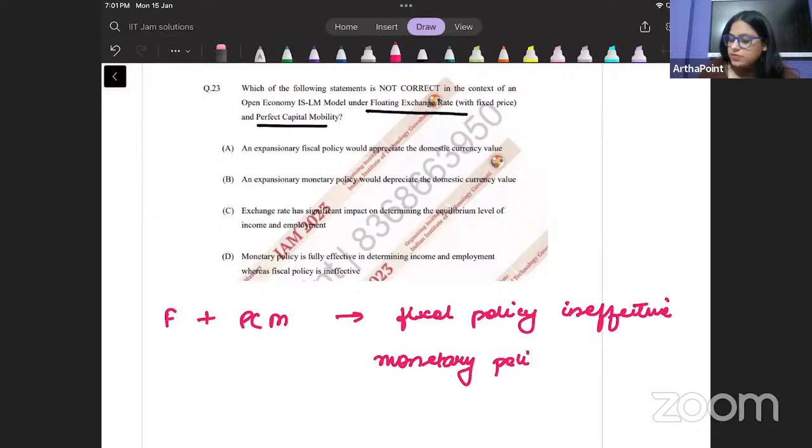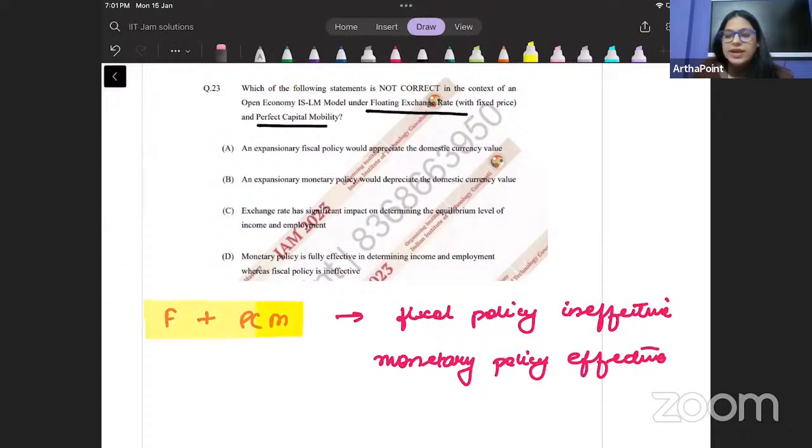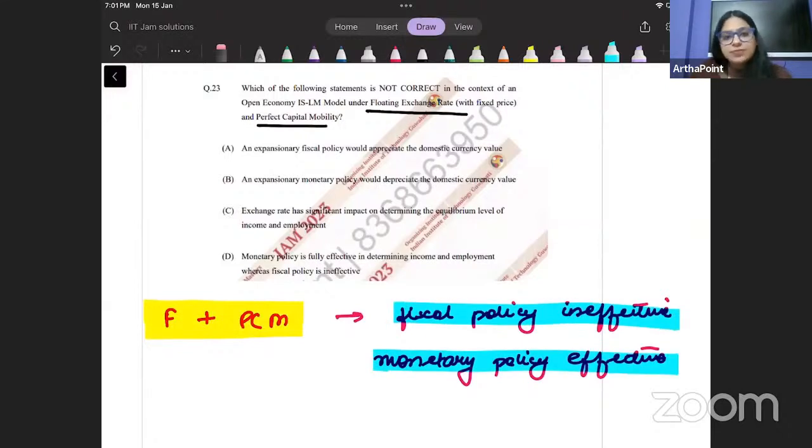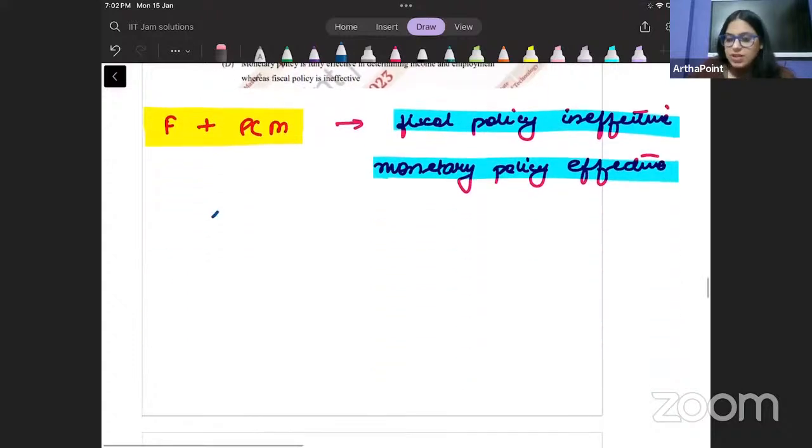Beta, please, Mundell-Fleming, all 12 cases, you will revise. So when we are talking about floating exchange rate and perfect capital mobility, we can say that fiscal policy is ineffective and monetary policy is completely effective. So based on this, the first part, expansionary fiscal policy is ineffective, we won't talk about that. Expansionary monetary policy would depreciate the domestic value. So now let's check expansionary monetary policy once.